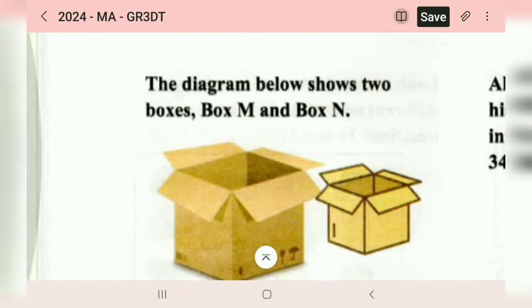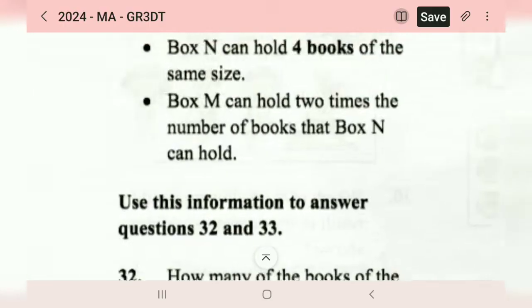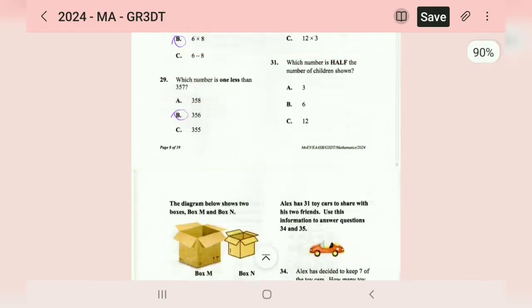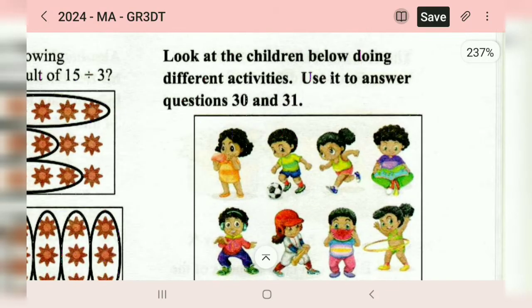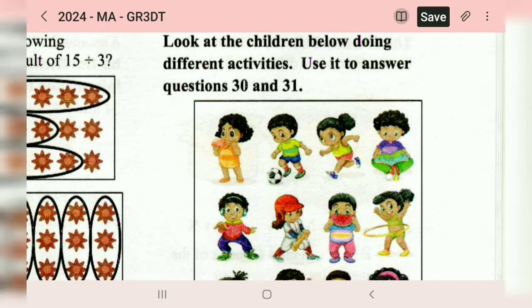Alright. Let's look at number 30. Can we do number 30? Is it right here or not? Alright, let's see. Oh, it's over here. Remember how this paper is set up. Some nice children here. Look at the children below doing different activities. Use it to answer questions 30 and 31.